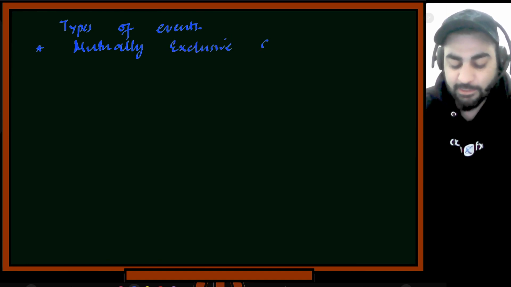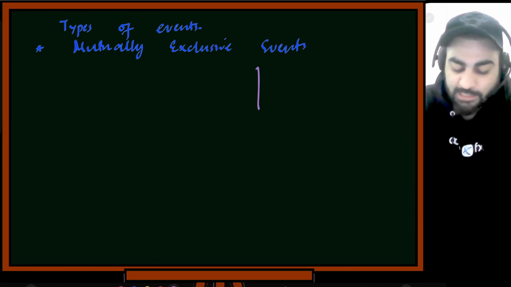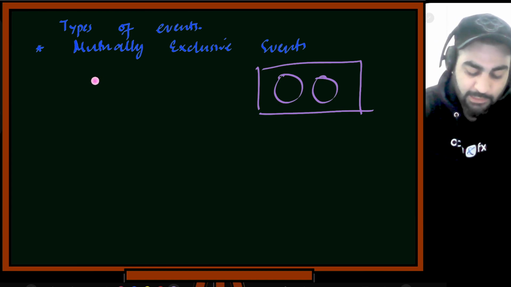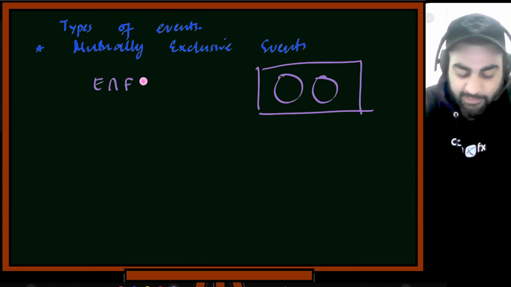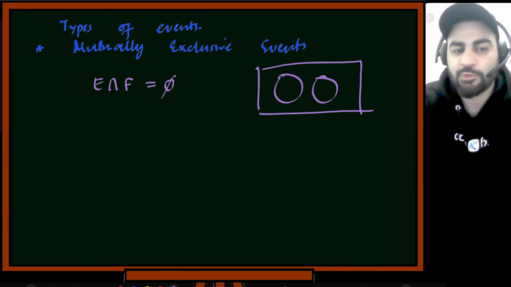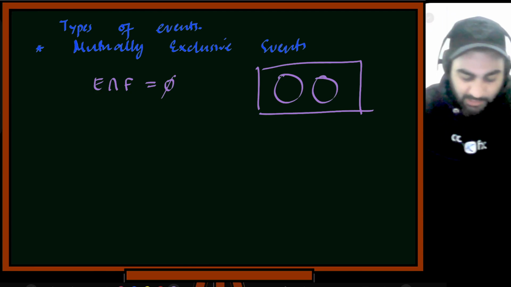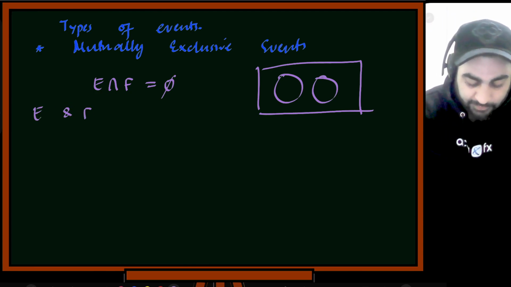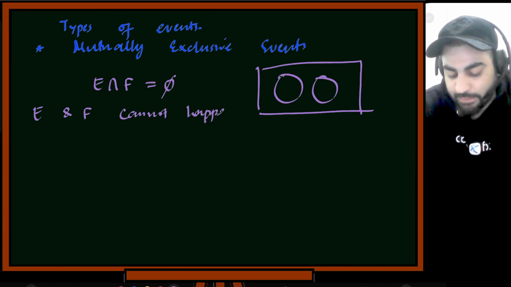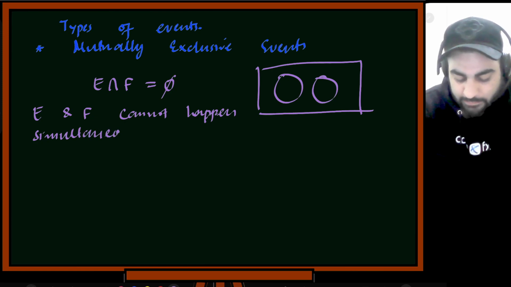So what are these? If there are events which have nothing in common, they are disjoint sets in terms of set theory. So this is one event, this is the second event. Here we can say that E intersection F is phi. So these events are called mutually exclusive events. That means E and F cannot happen simultaneously.